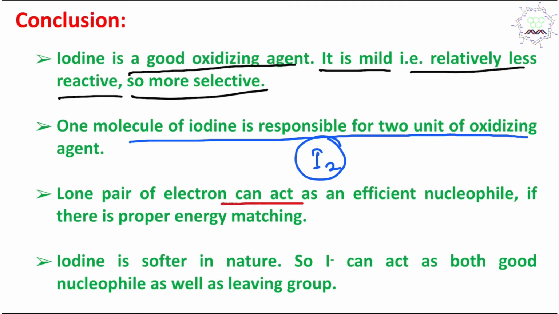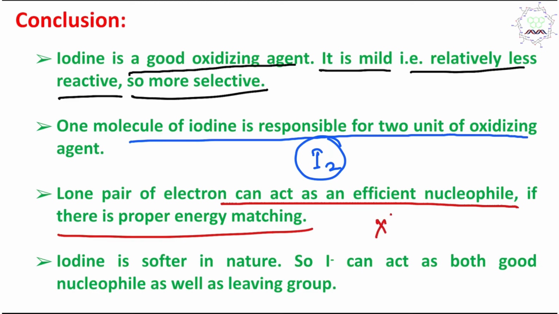Lone pair of electrons can act as an efficient nucleophile, for example nitrogen and oxygen, if there is proper energy matching. Because if some X lone pair is attacking the nitrogen and their energy doesn't match properly, then the reaction will not happen.